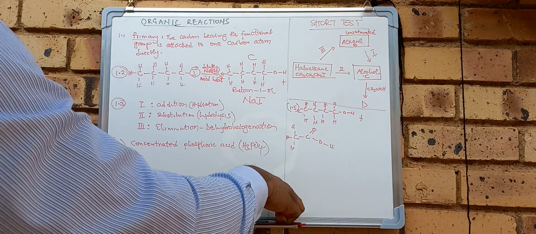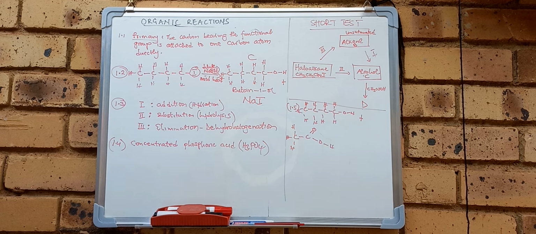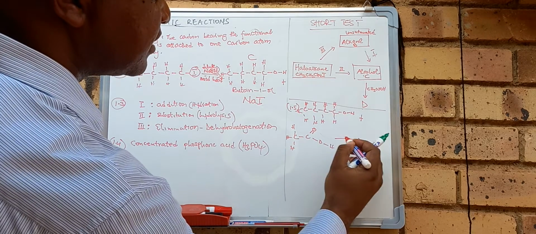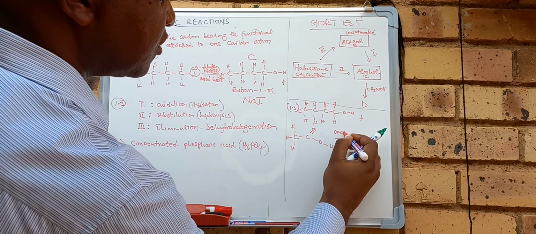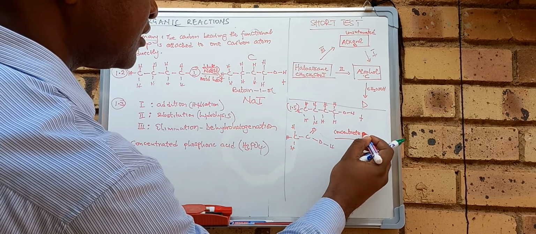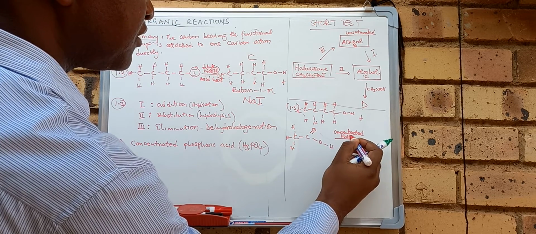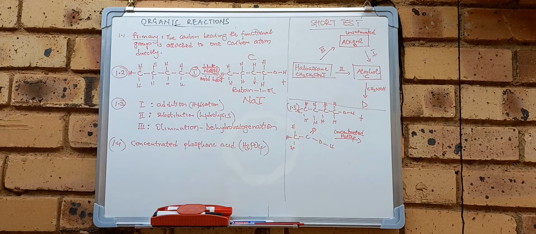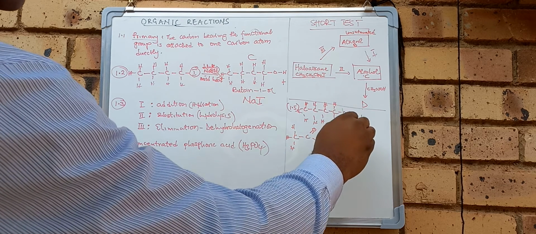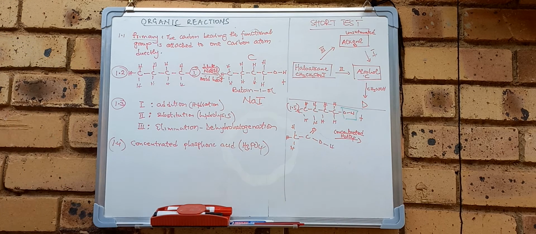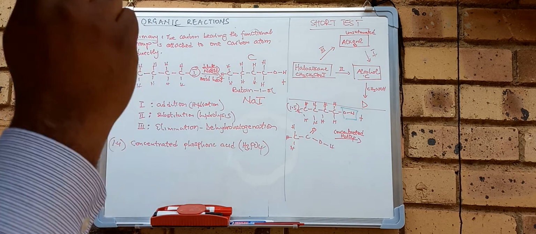So if you look at it here, the basic thing that will happen is the elimination of water. We are using concentrated sulfuric acid. We are using this as a catalyst. We are also using this as a dehydrating agent. It will remove the elements of water. So in other words, it will remove OH from the alcohol. It will remove the hydroxy group.